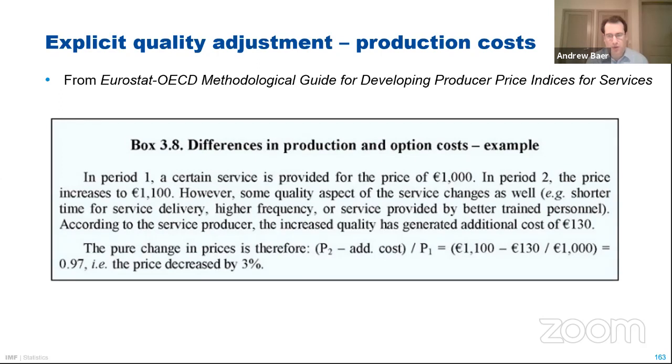Okay, so we can use that 130 euros to adjust out from the new higher price. And here now we find that factoring in the cost of making the quality improvement, we actually had a price decrease of 3%, rather than the price increasing from 1,000 euros to 1,100 euros.